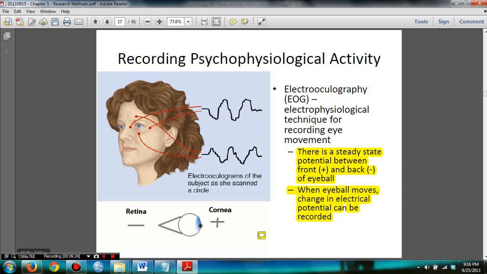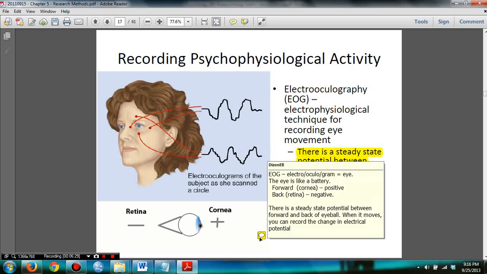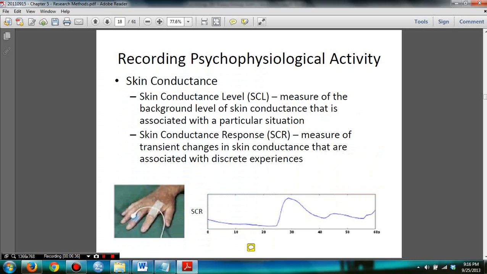And you can see the retina is negative and the cornea is positive. And then when it moves, you can record a change in electrical potential. And then now we're looking at skin conductance.